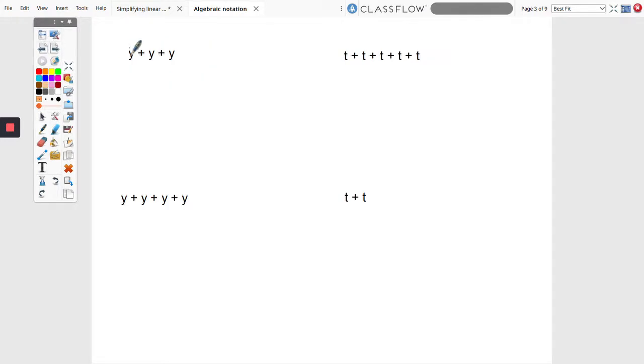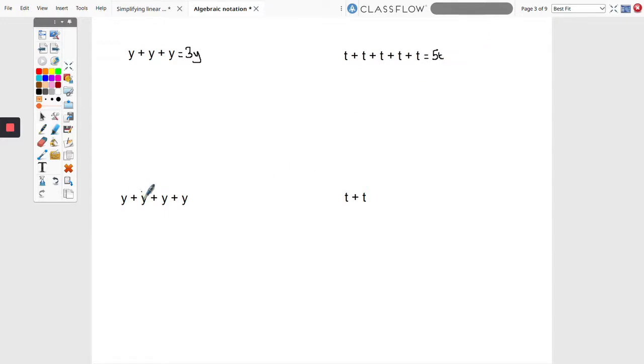So we've got some nice simple additions here. So when we're dealing with adding, we simply count up how many we've got. So here I've got 1, 2, 3 y's. So y add y add y is 3y. So my t's, I've got 1, 2, 3, 4, 5 t's. So t add t add t add t add t will give me 5t.